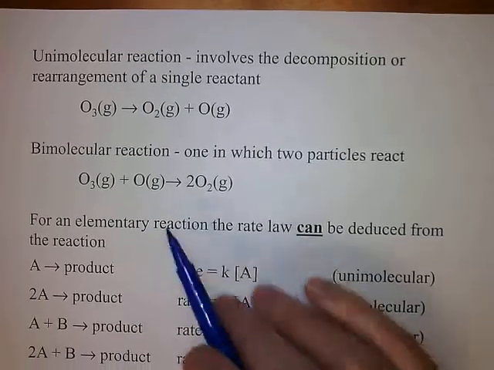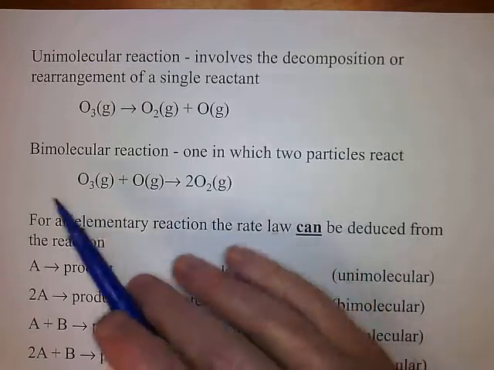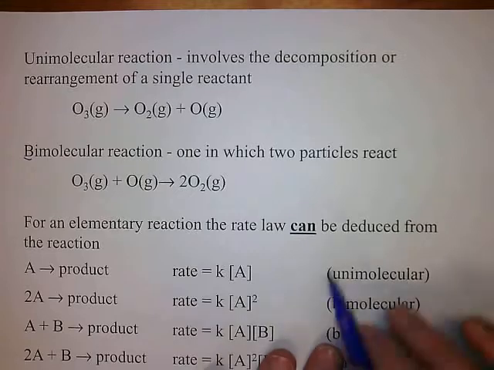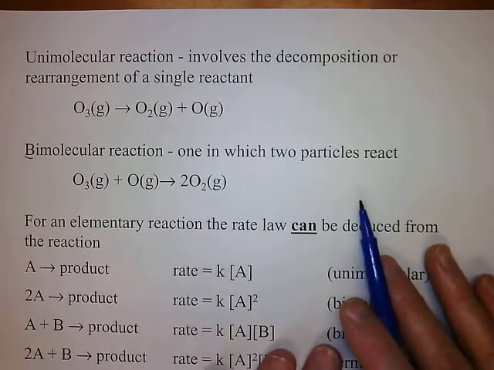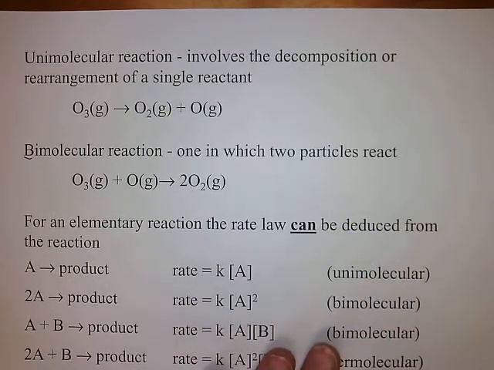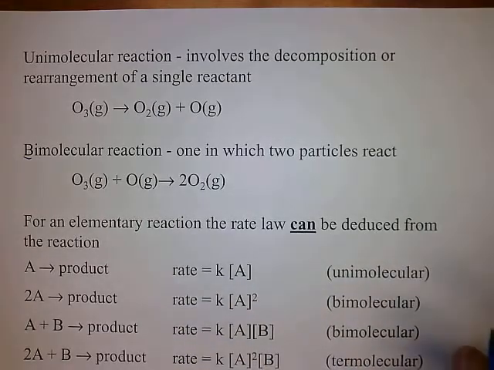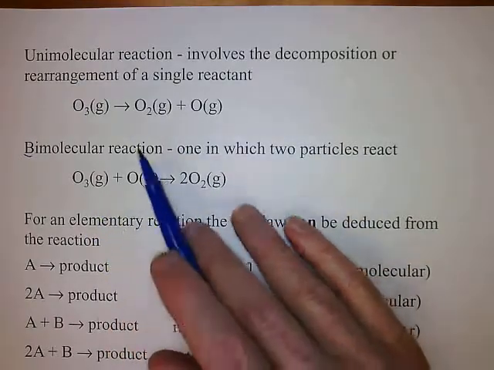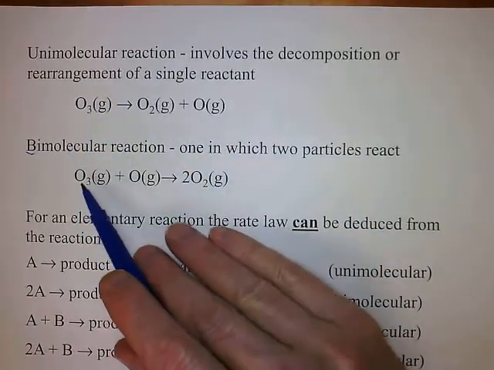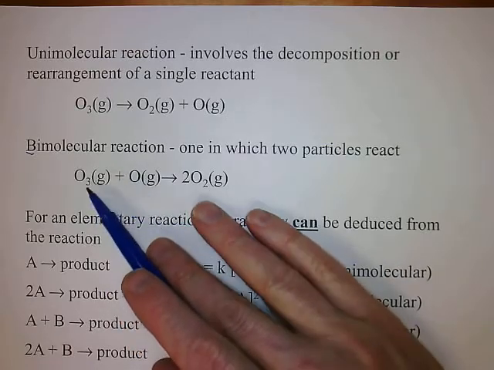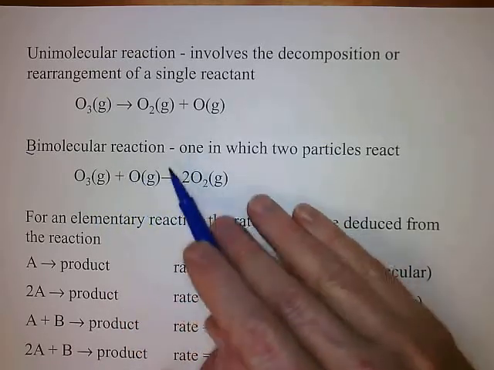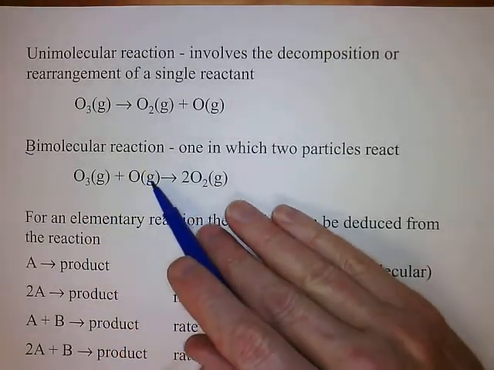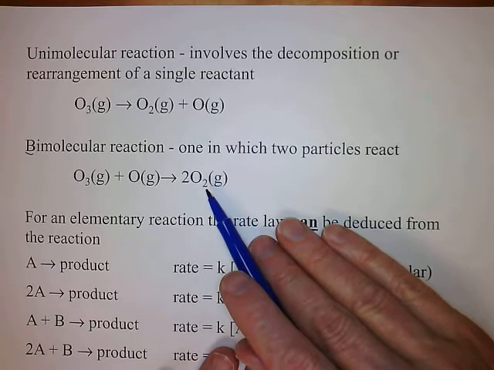Okay. Now, bimolecular, bi implies two, correct? So that is one in which two particles react. So if we looked at the reverse of this reaction, we looked at ozone combining with a single oxygen atom to become O2, okay?